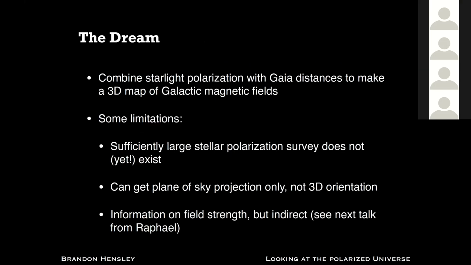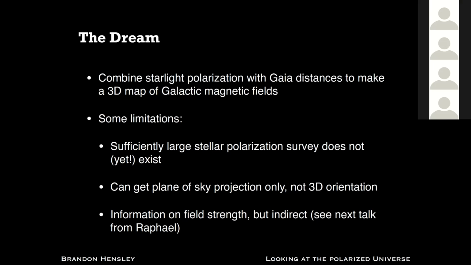And so the dream, of course, my dream and a lot of people on this call's dream, is to be able to combine starlight polarization with the Gaia distances to make a true 3D map of galactic magnetic fields, very much an analogy to the way that we have these new 3D dust extinction maps using the synergies between stellar distances and dust extinctions. So, why are we not there already?